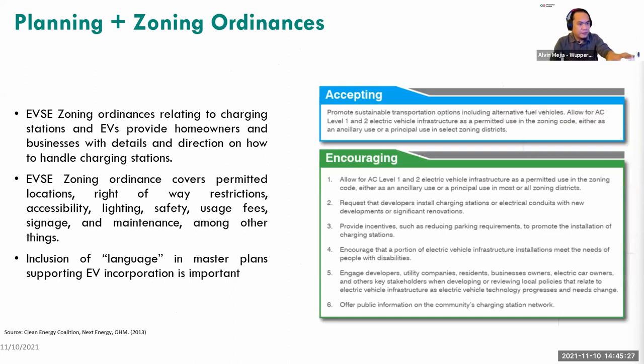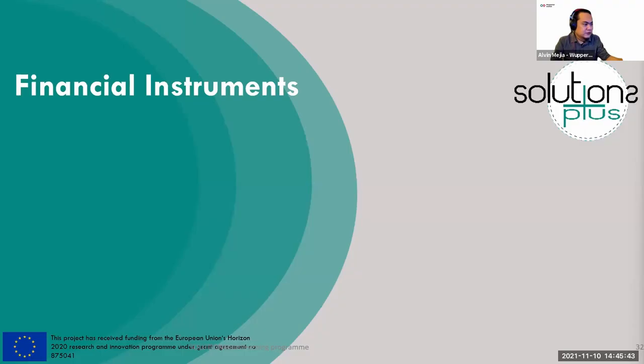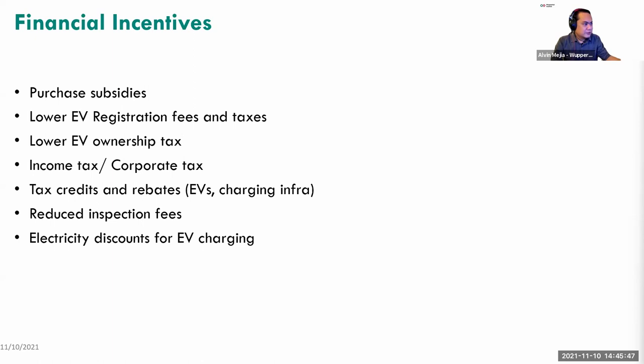So yung in terms of language po, these are just a couple of examples in terms of how they are doing it just to facilitate the shift towards, let's say, EV inclusive types of buildings. And I'll go through the financial instruments quite quickly.